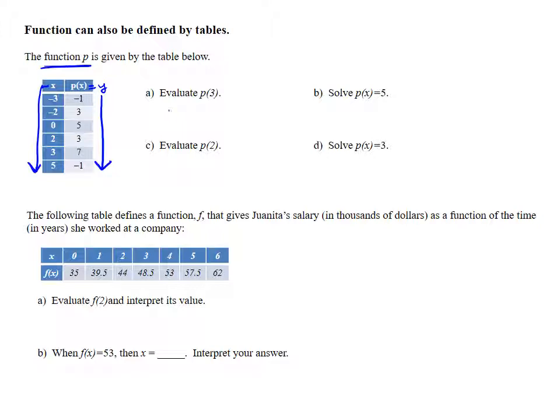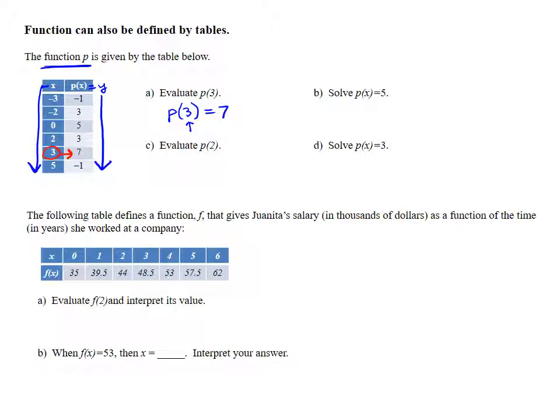So the first thing I ask is, what is p of 3? Remember, anytime you have an inside value, you're talking about an x value. So if we go to the graph and we look for where x is equal to 3, here's an x value of 3. That corresponds to an output of 7. So p of 3 would be equal to 7.